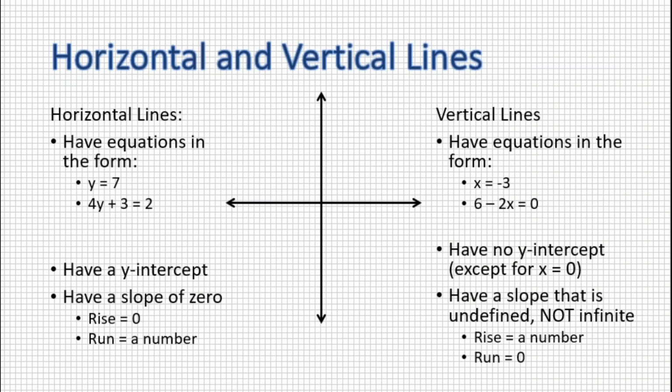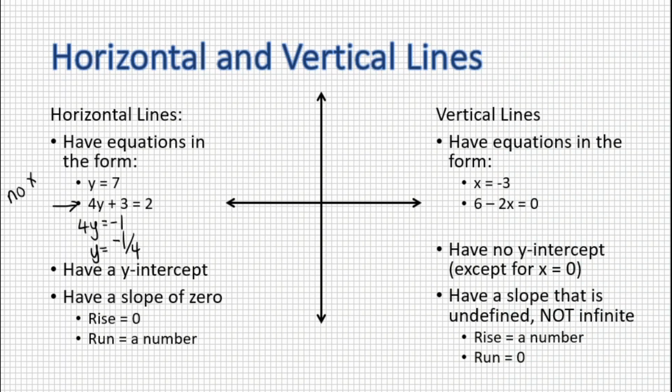My last slide is just going to talk about horizontal and vertical lines. So when you have an equation for a horizontal line, you're going to notice something. There is no x in the equations. You could have y equals 7. This second one here, you can rearrange, and it is the same as y equals -1/4, or 1/4. They will always have a y-intercept because they're horizontal lines, so of course they're going to cross the y-axis. And they're going to have a slope of 0.